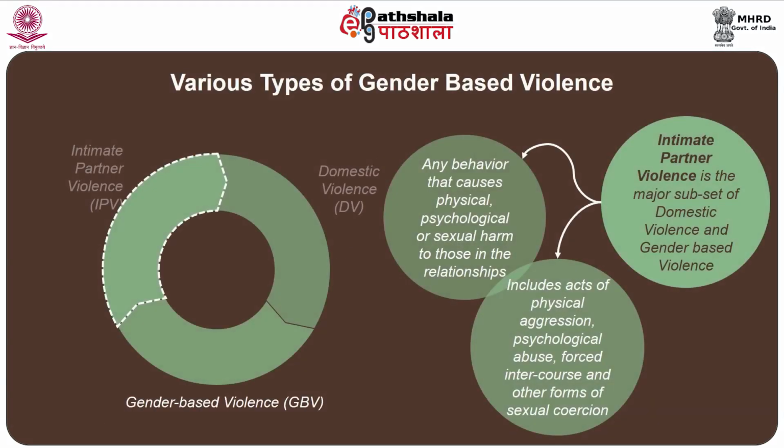Intimate partner violence is another important concept under gender-based violence. Any behavior within an intimate relationship that causes physical, psychological, or sexual harm to those in the relationship results in intimate partner violence. This includes acts of physical aggression, psychological abuse, forced intercourse, and other forms of sexual coercion, and various controlling behaviors such as isolating a person from their family and friends, restricting their movements, etc. In a way, intimate partner violence is a major subset of domestic violence and gender-based violence.